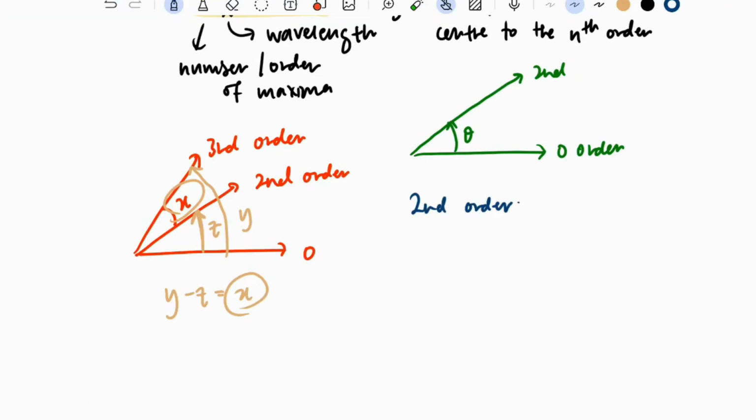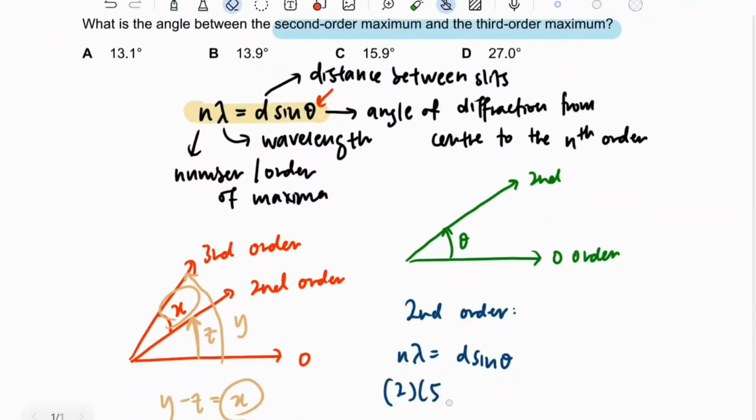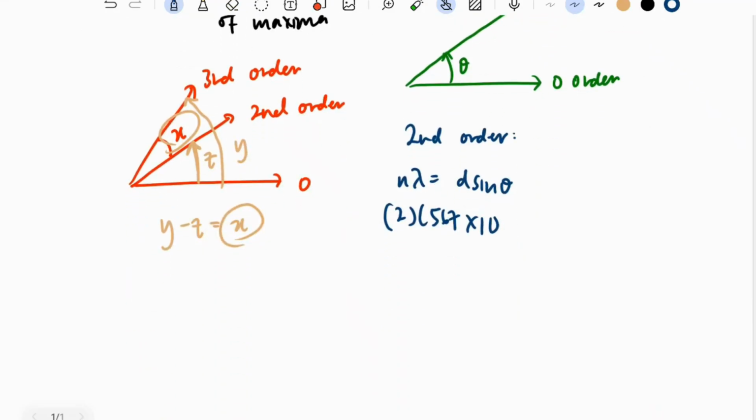So second order, like the formula, n lambda equals d sine theta. Our n is 2. Lambda is in nanometers, so please be aware of that. It's 567, times 10 to the power of negative 9, because we're changing nanometers to meters, equals d. Yep, and here, this is where you need to be very, very careful.